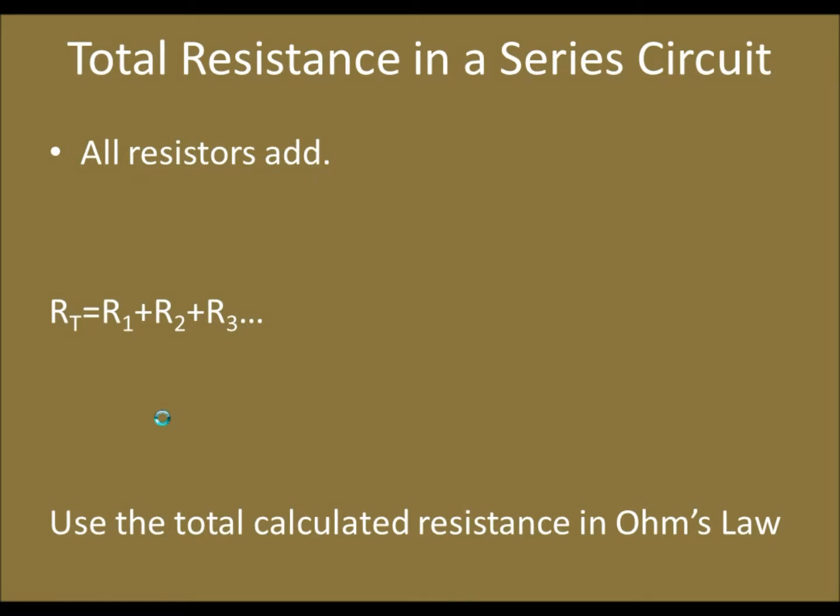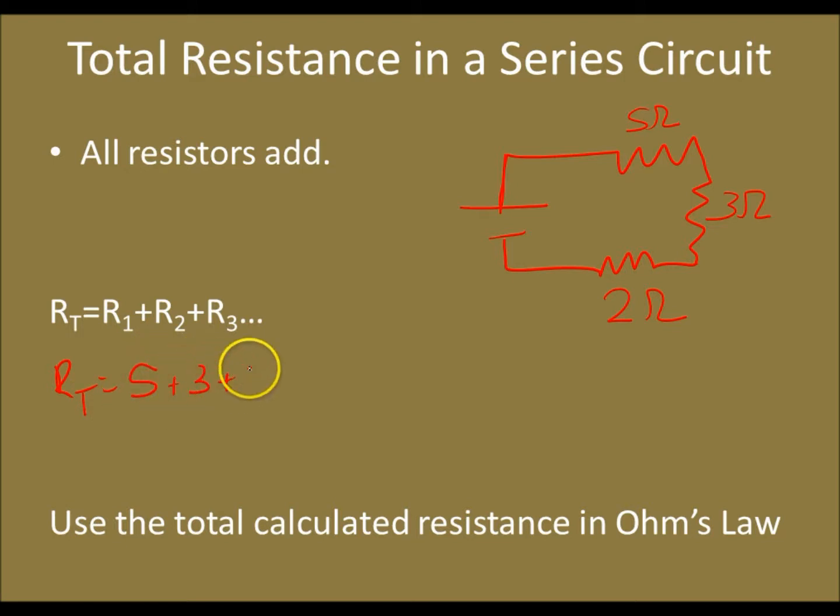Now, how do we figure out the total resistance in a series circuit? Well, this one's as easy as it gets. For total resistance in a series circuit, all the resistors are going to add up. So if I had something like this, sorry, it's hard to draw on this thing, and I had a 5 ohm resistor here, a 3 ohm resistor here, and a 2 ohm resistor here, and I wanted to find my total resistance, it would be RT equals 5 plus 3 plus 2. So my total resistance would be 10 ohms.